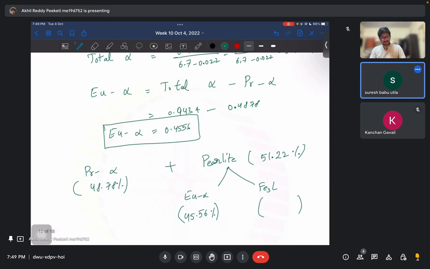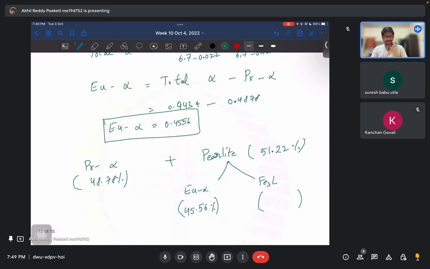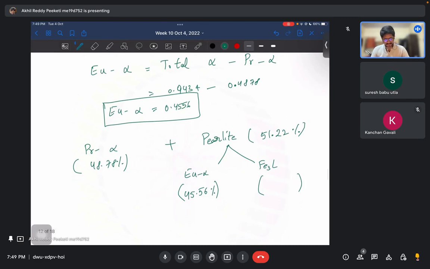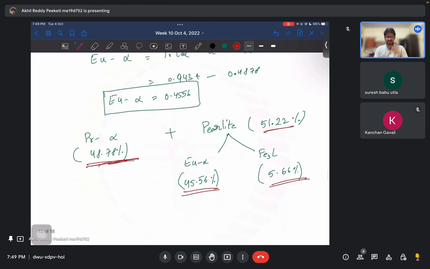This much only, 51.22%, is pearlite, right? In that, 45.56 is eutectoid alpha. So the rest, basically 1 minus 0.9434, okay, 5.66%. So if you add everything up, 48.78 plus 45.56 plus 5.66, this would be 100, or you add up these two, again it would be 100. So these are the three different substances which are existing.